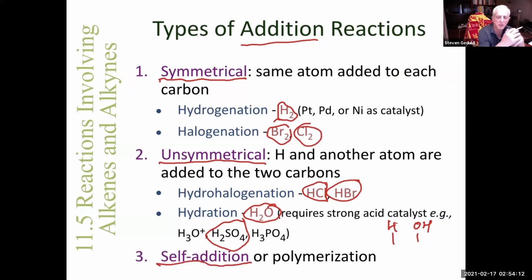Or polymerization, where one unit gets linked over and over and over, like polyurethane, Styrofoam, things like that. Those are self-addition reactions where the whole unit just gets linked over and over, makes a long chain. So those are all addition reactions. You need to understand the difference between those three: symmetrical, unsymmetrical, and self-addition or polymerization. Any questions on those three? That's what we're going to start doing right now, is start doing those reactions.